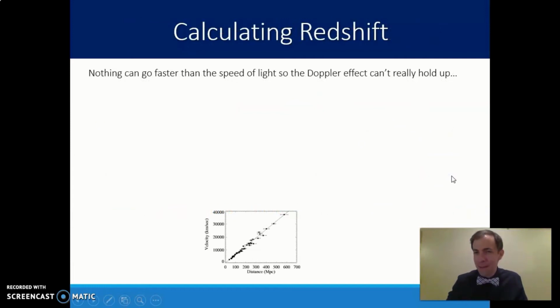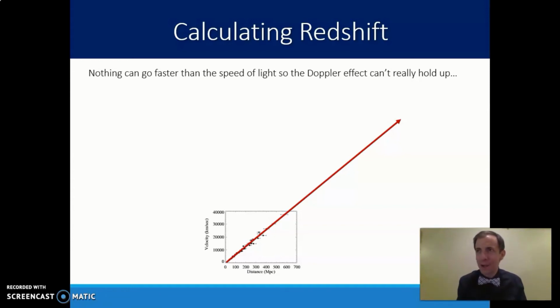So if you think about this too long, you're going to start to freak out, because the speed of light is our limit of velocity. Nothing can go faster than the speed of light. But if this truly is linear, then that line is going to keep going, and at some point, it will be going faster than the speed of light. So we need another explanation for this, because the data is showing that it is fairly linear.